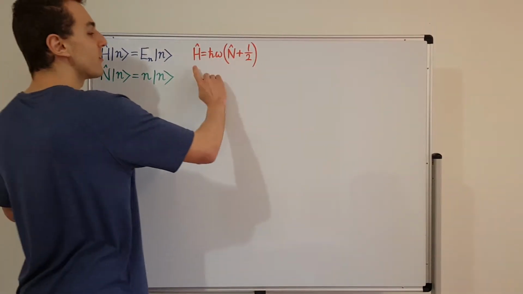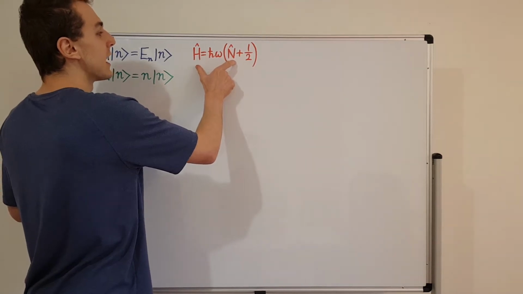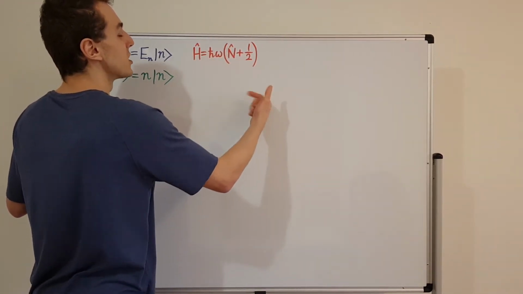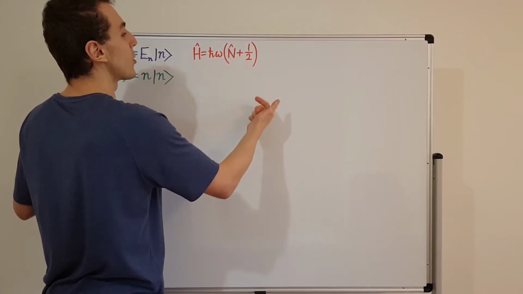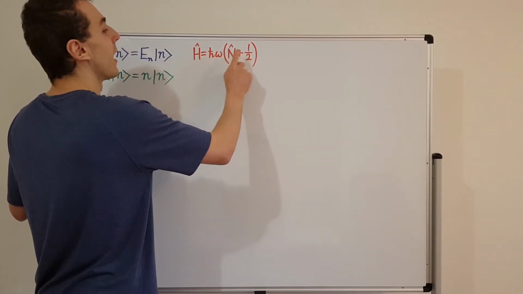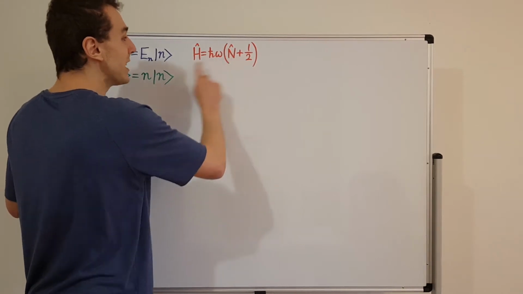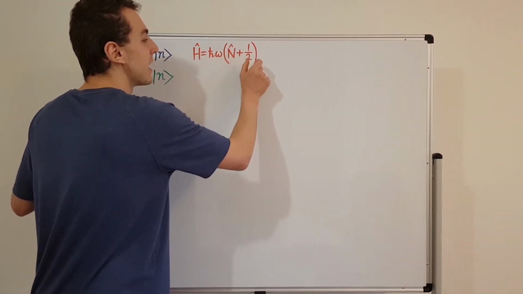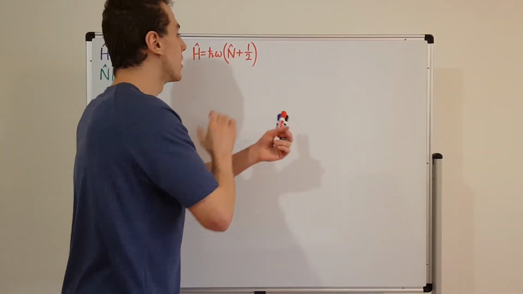A thing that you can see over here is that if you were to commute the number operator with the Hamiltonian, you would actually get 0. So the commutator of these would be 0. These are commuting operators. And the reason for that is because all you have here are constants. You're just adding a constant. And constants can commute with operators.